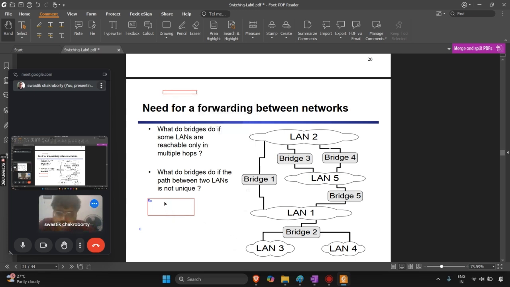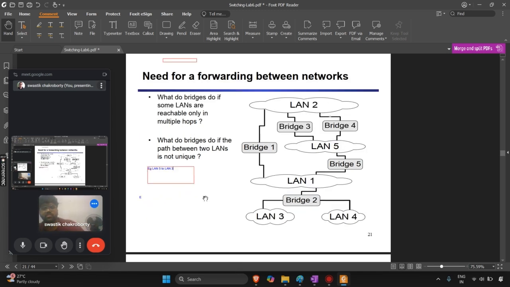So what is the particular example? The example is LAN 5 to LAN 3. So this is a particular example.